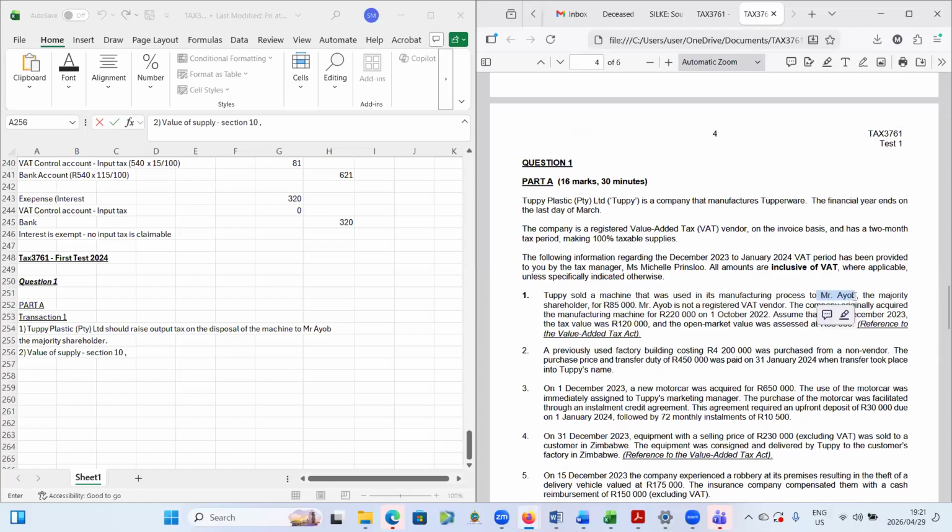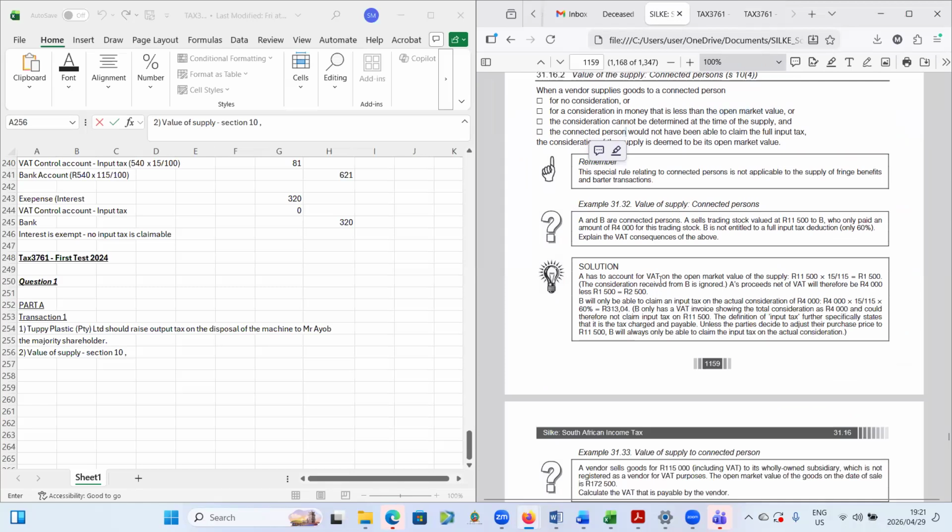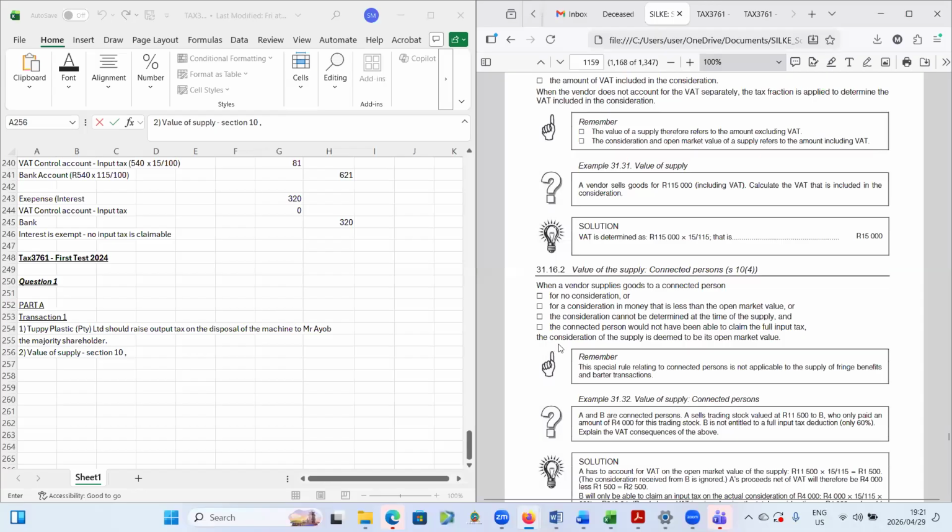A connected person is a relative of the taxpayer or a shareholder. If somebody is holding more than 20% of the shares, in this case he is a majority shareholder, making him a connected person. So when an asset has been given for a consideration less than the market value, as in this case, it was sold for 85,000 rand, but the market value was 95,000 rand. So the value of supply would be market value. The consideration of the supply is deemed to be its open market value.